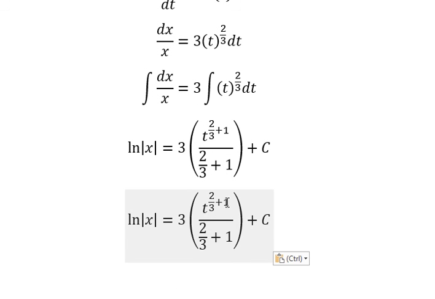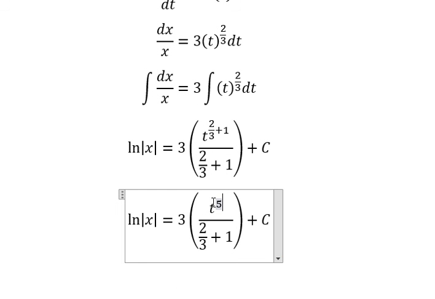This one is about 5 over 3. This one we have 5 over 3.